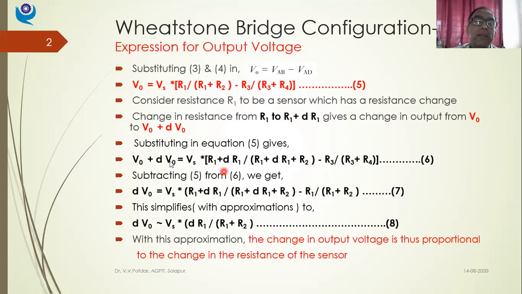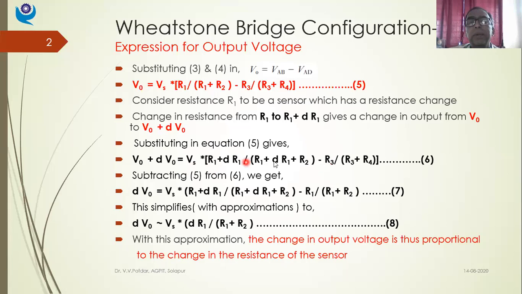So V0 plus dV0 is equal to Vs, common as it is. Instead of R1, I have R1 plus dR1 divided by, instead of R1, R1 plus dR1 plus R2. Only R1 is changing, isn't it? R1 is replaced by R1 plus dR1. R2 is kept as it is. R3 and R4 are as they are. We are not changing R3 and R4 in this case. Now we can have a 4-arm bridge configuration wherein all the resistances are changing. We can derive an expression for that also. We are taking the first case where one of the resistances is changing. So R1 is changing from R1 to R1 plus dR1.